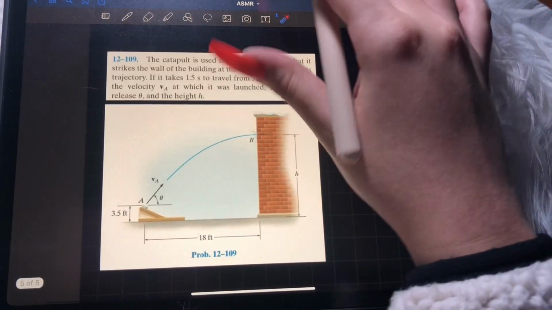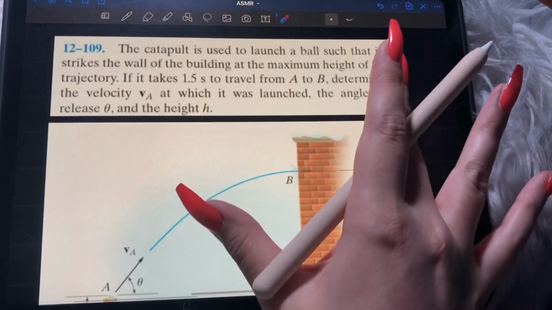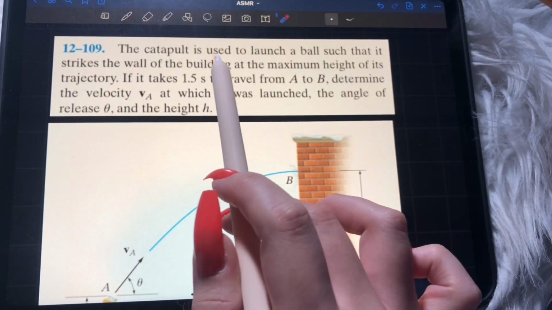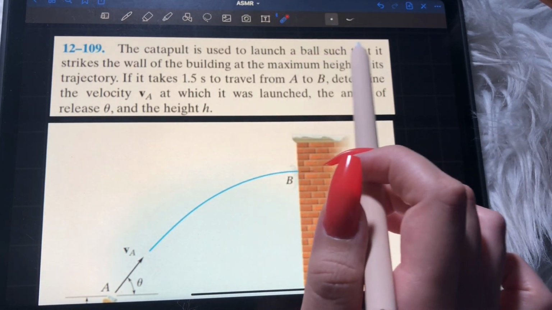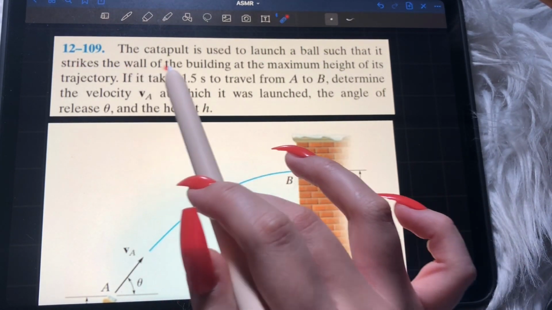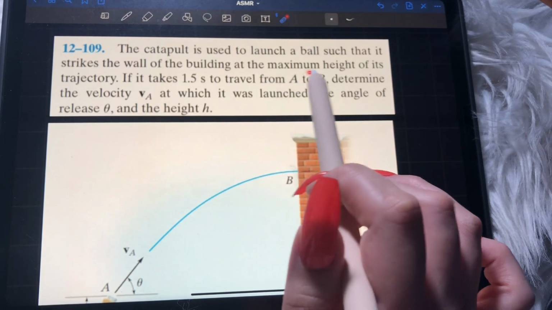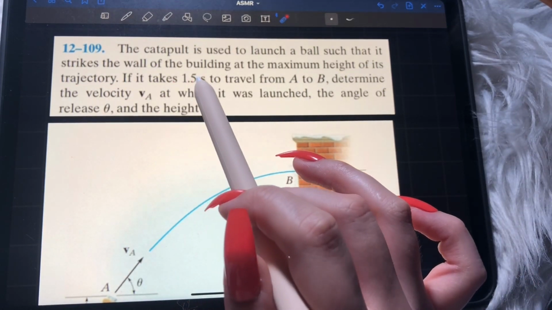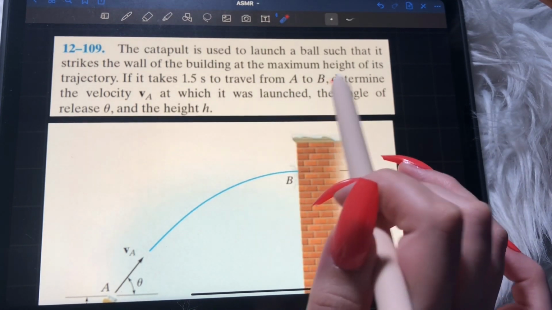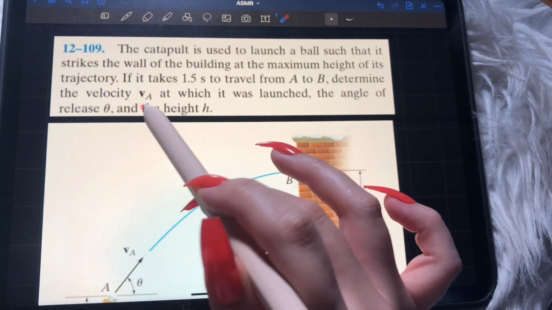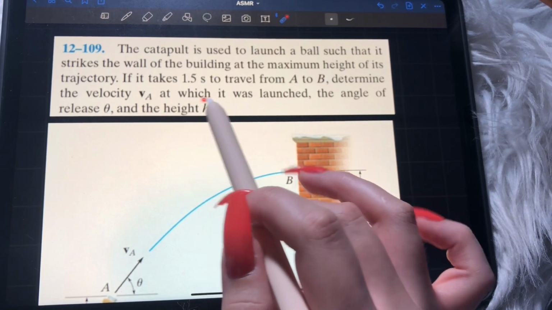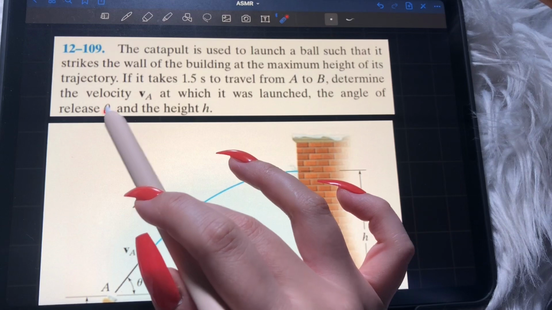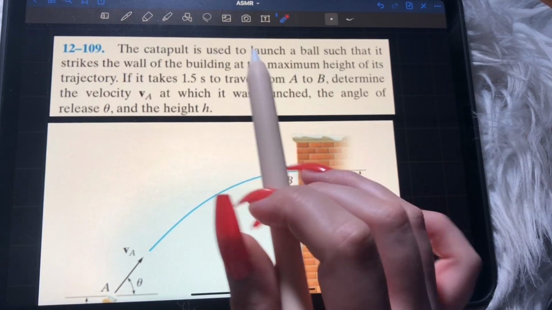Okay, so let's read the problem. I'm gonna zoom in a little bit. So it says, the catapult is used to launch a ball such that it strikes the wall of the building at the maximum height of its trajectory. If it takes 1.5 seconds to travel from A to B, determine the velocity VA at which it was launched, the angle of the release, theta, and the height h.